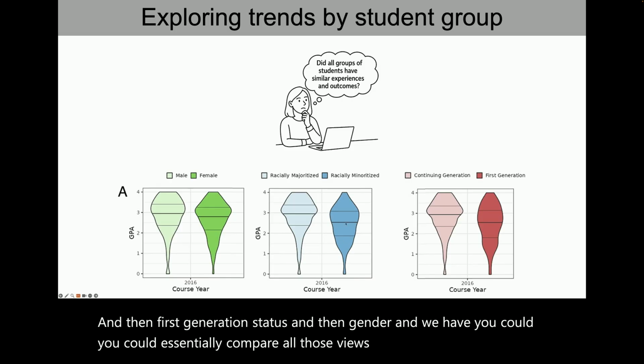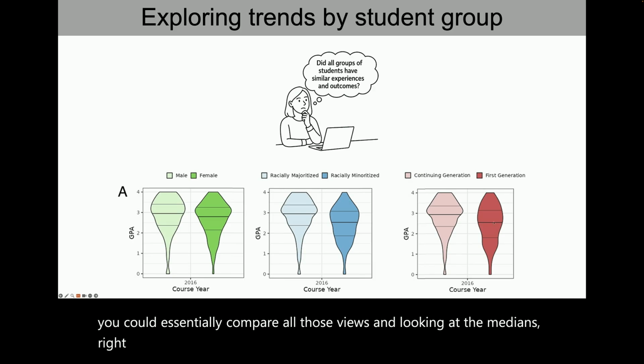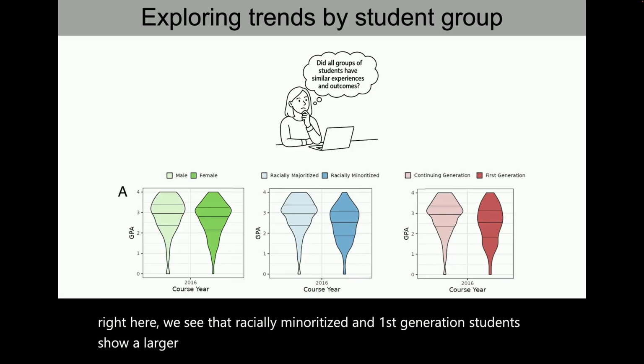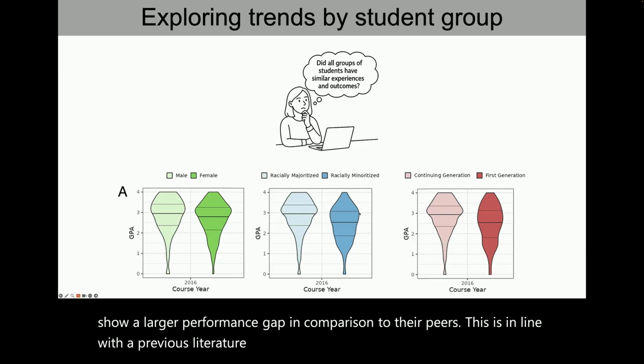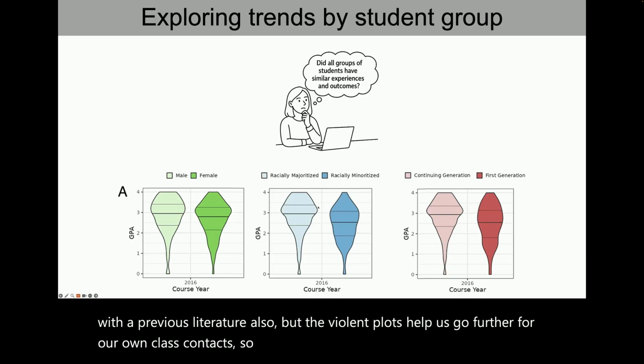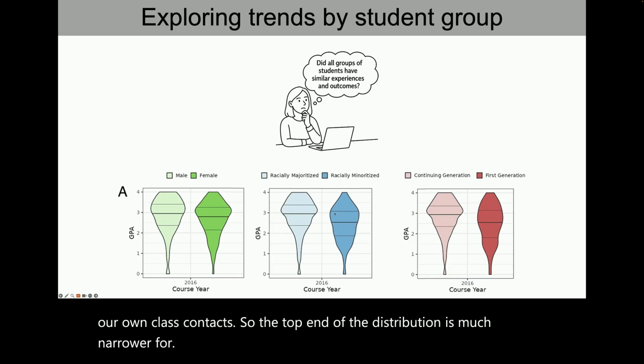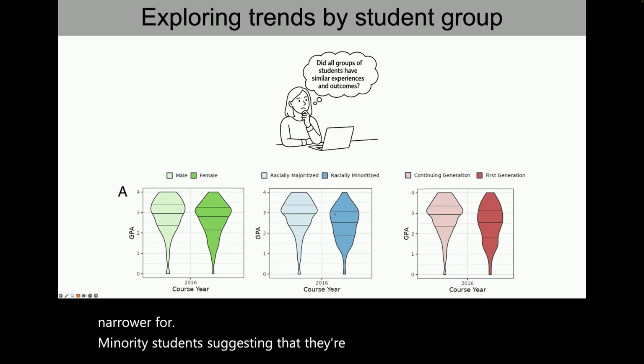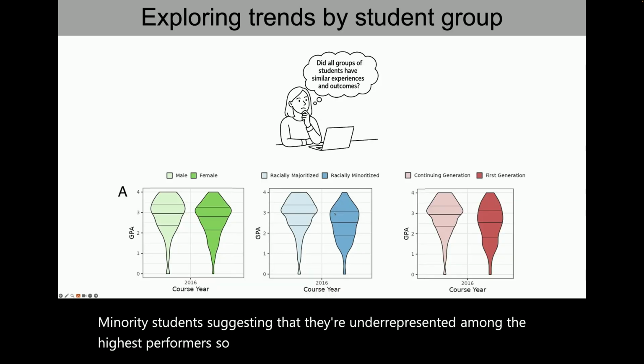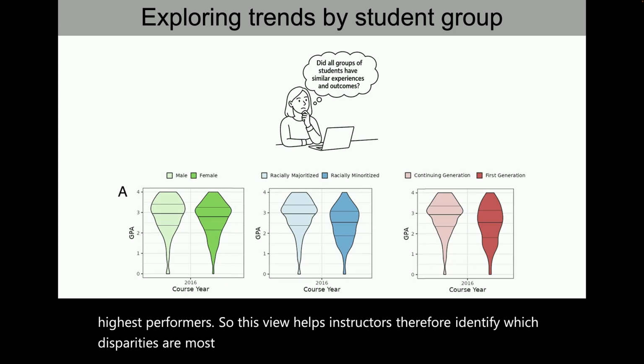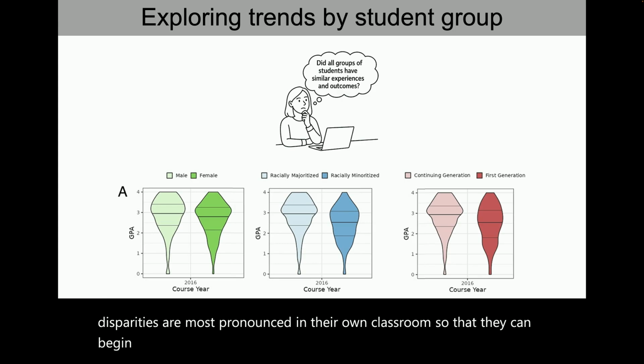And looking at the medians right here, we see that racially minoritized and first generation students show a larger performance gap in comparison to their peers. This is in line with previous literature also, but the violin plots help us go further for our own class context. So the top end of the distribution is much narrower for racially minoritized students, suggesting that they're underrepresented among the highest performers. So this view helps instructors therefore identify which disparities are most pronounced in their own classroom so that they can begin thinking about targeted support.